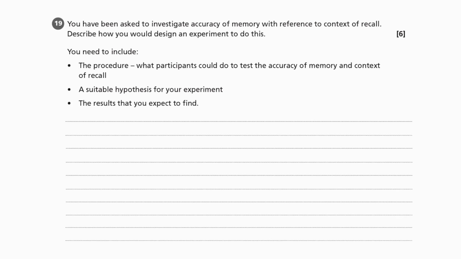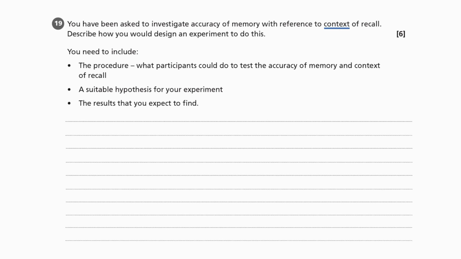This is question 19 in the memory topic, and this is a design a study style of question. And the question says, you have been asked to investigate accuracy of memory with reference to context of recall. Describe how you would design an experiment to do this.